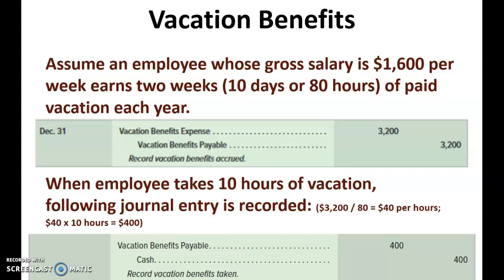$3,200 of vacation benefits payable divided by 80 hours equals $40 per hour. $40 times the 10 hours of vacation the employee took equals $400 of the vacation benefit used. Debit vacation benefits payable, $400. Credit cash, $400.